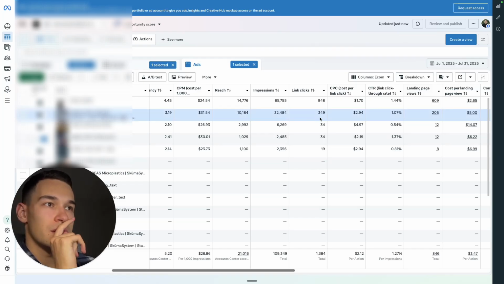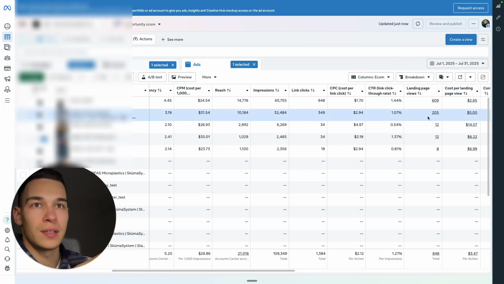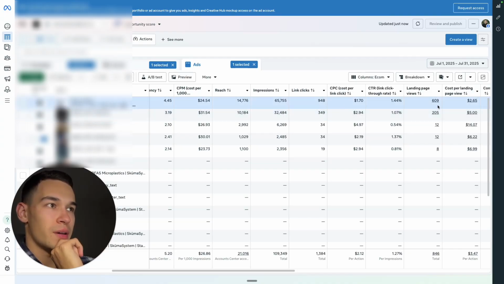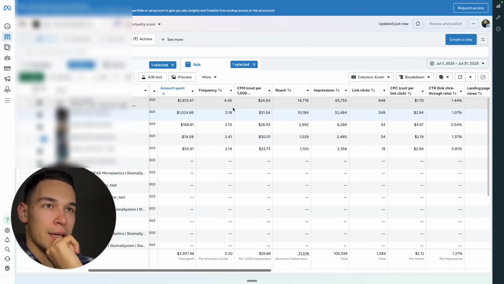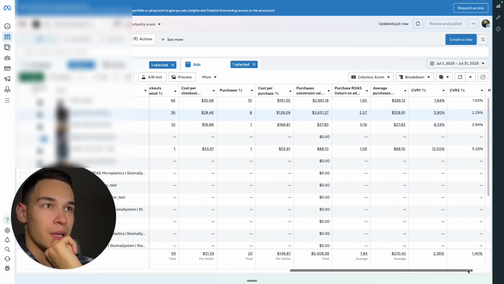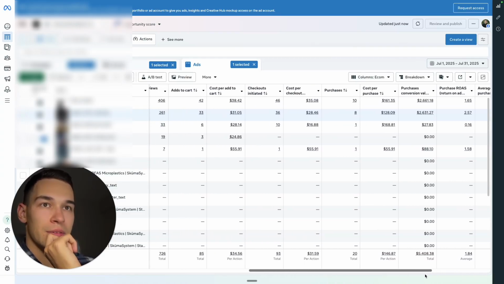Actually, the conversion rate from clicks to landing pages is not that bad. It's not like 30%, if you remember. So 900, 600, 350, 200, right? So it's way better here. And then we have 3x ROAS, 3x frequency, which is quite high already. But this ad kind of performed well. I would definitely reuse it.